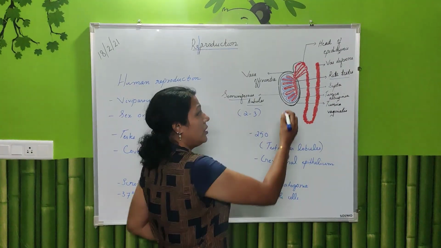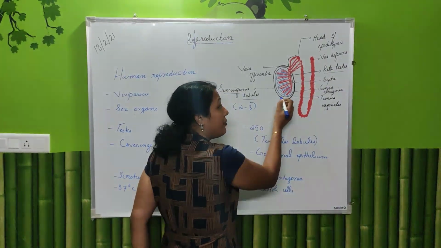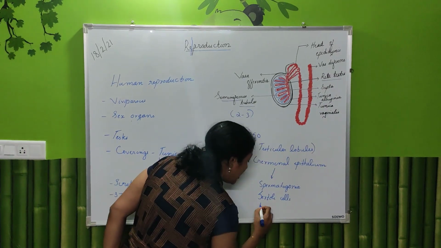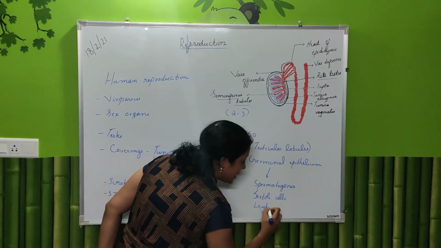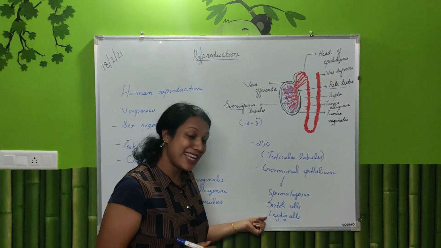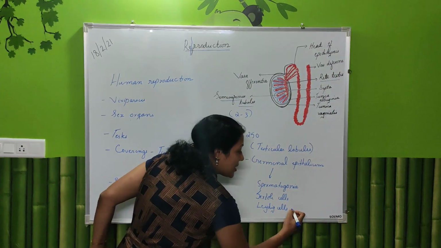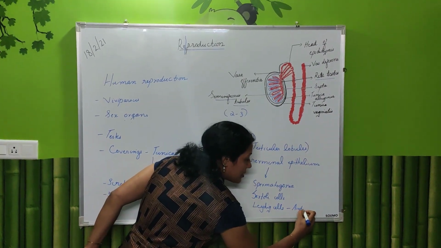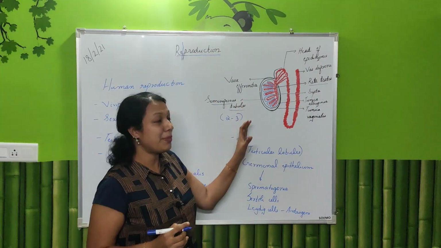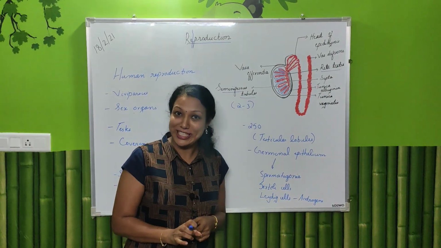Now, the space present outside the seminiferous tubules, that we will call the interstitial space. In the interstitial space, we have another type of cells that we will call Leydig cells. It is named after the scientist. Leydig cells were discovered by Leydig. They are responsible for the production of androgens. This you have to study. So this is about the structure of testis. I hope you are able to follow today's session. Thank you.